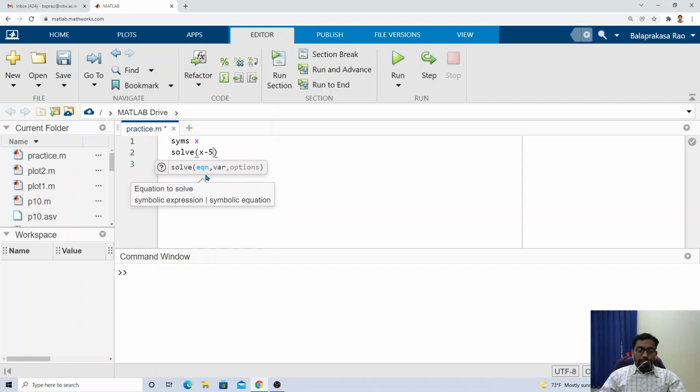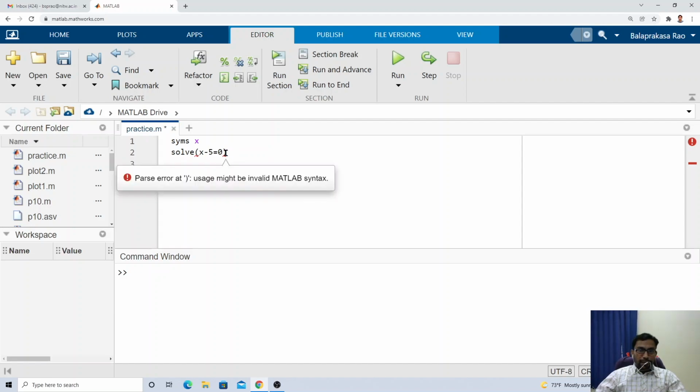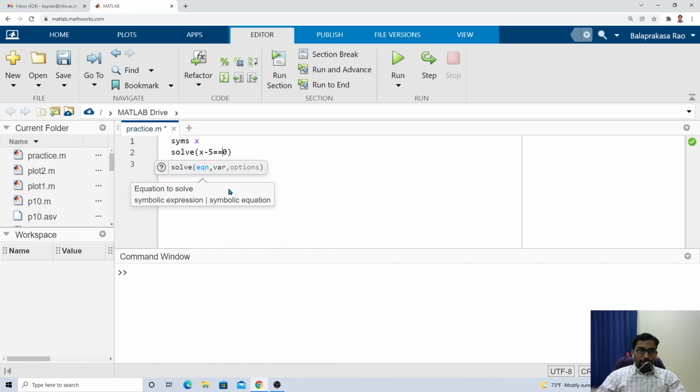x minus 5 is equal to 0. Let me solve this. Now if you solve this, what happens? We'll see. What is the error? It says it might be invalid. So here you have to give double equals. Then it will take it. Since it is a symbolic equation, this is not an assignment, it is an equation: x minus 5 equals 0. That's why we used this double equals here.